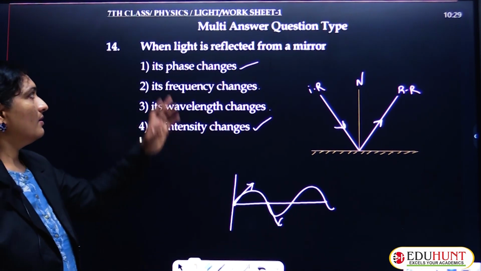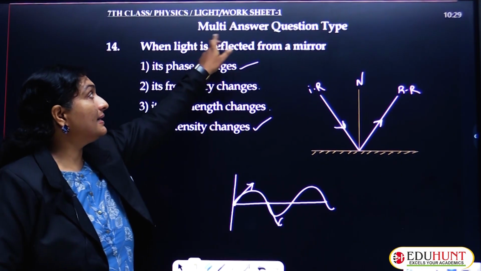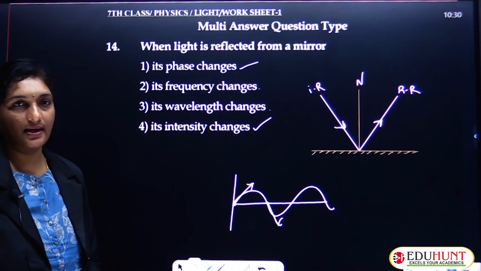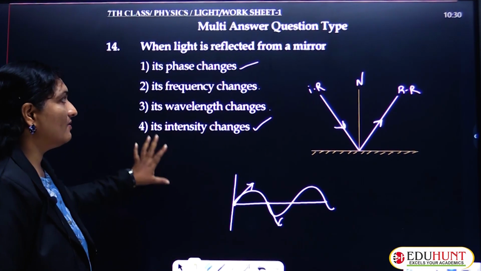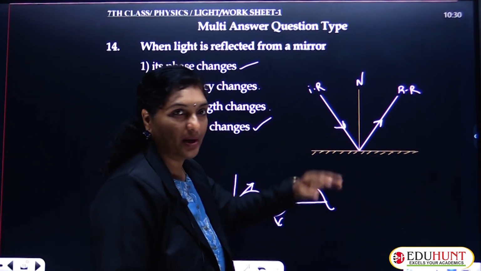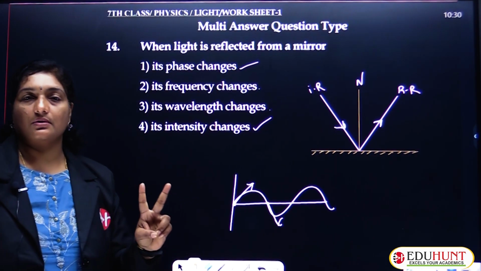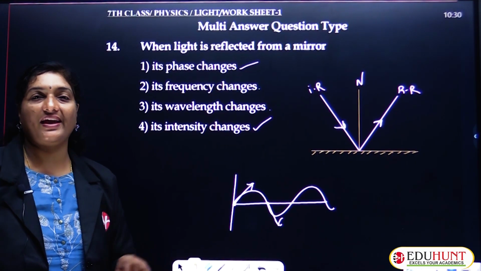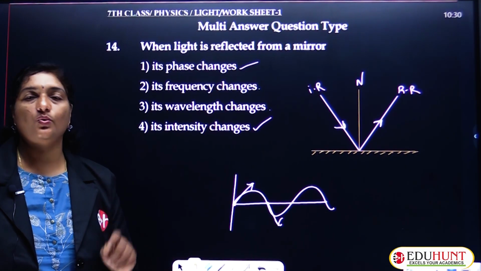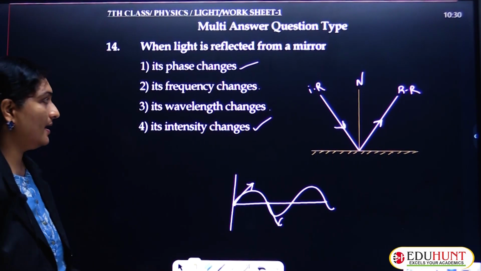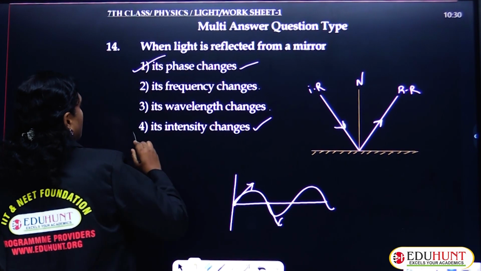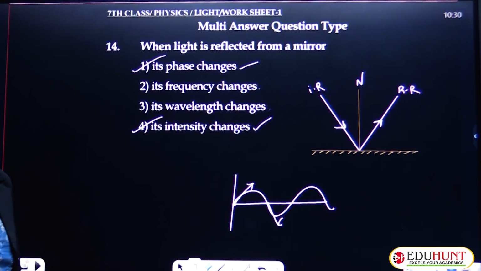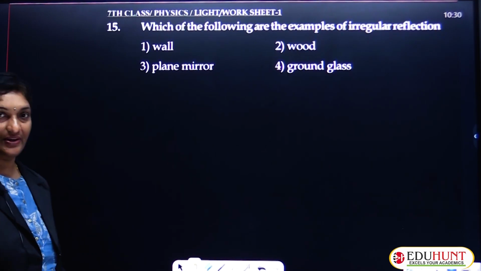Hence, we have multi-correct answer type questions. So in this we observed that whenever light is reflected from a mirror, two changes we observe generally. No doubt one is the change in phase and another is slight variation in its intensity. Hence, the correct options are option 1 and option 4. Well, moving to the next question, 15th one.